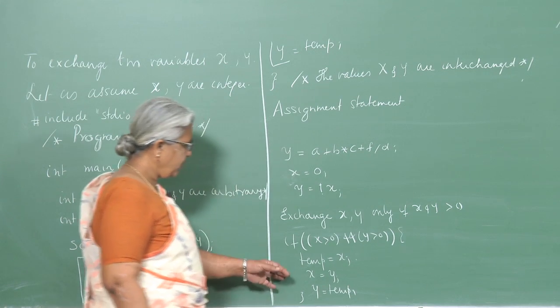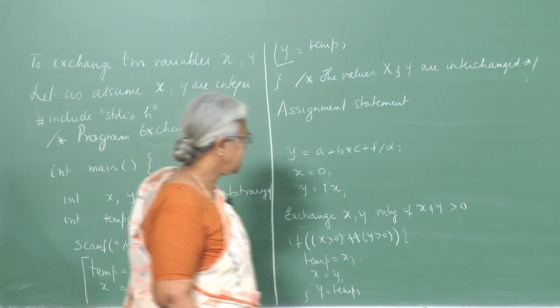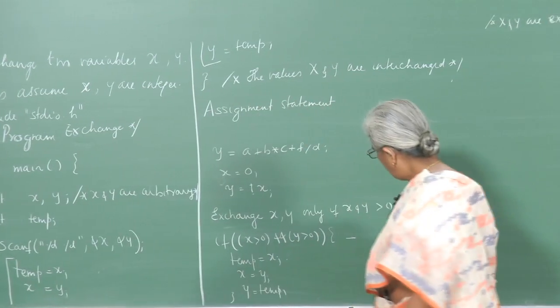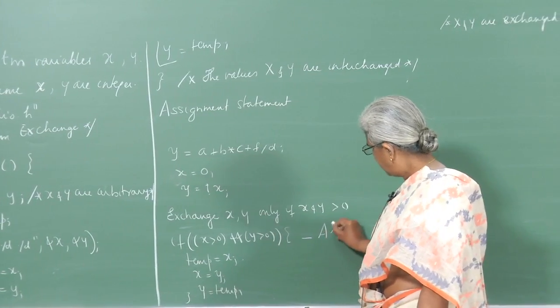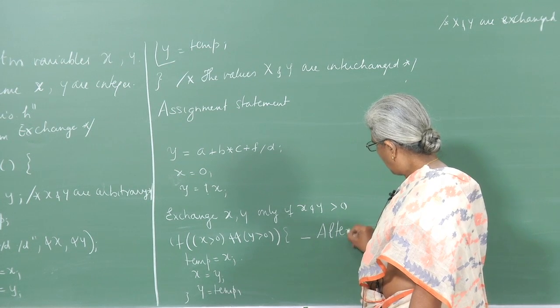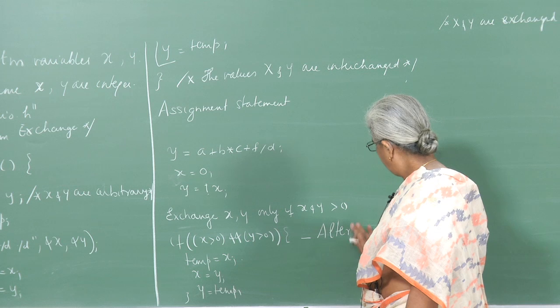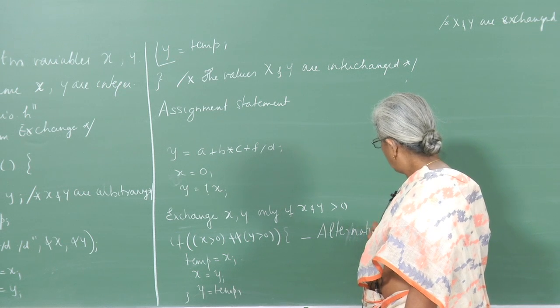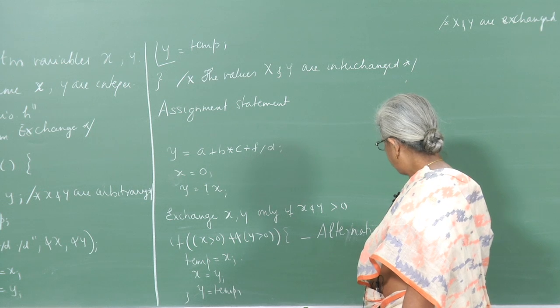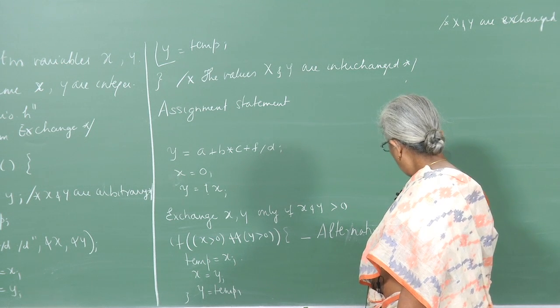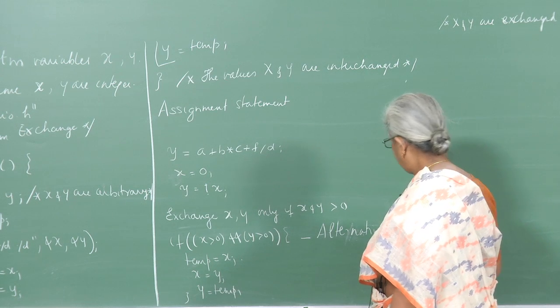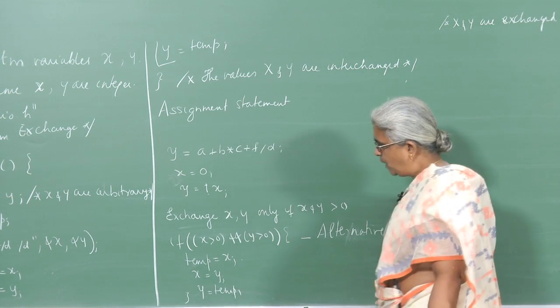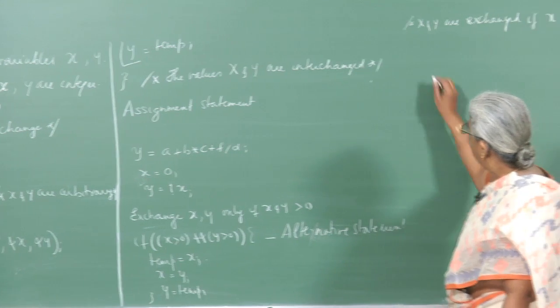Now what I could do is, this is an if statement over here, and this is a new type of control structure which you have already seen. It's called an alternative statement, sometimes also known as a selection statement. Clearly the alternative statement need not have only one alternative, there can be a number of alternatives.